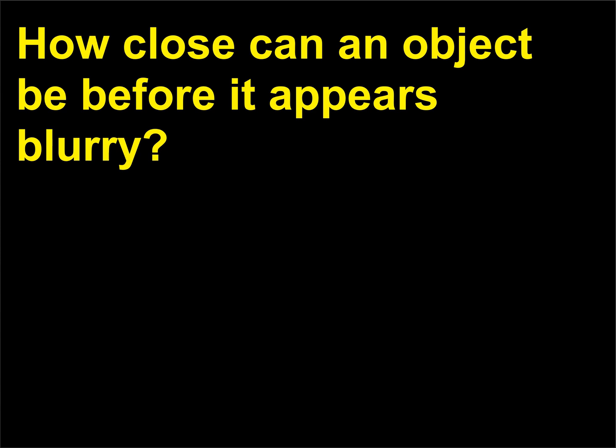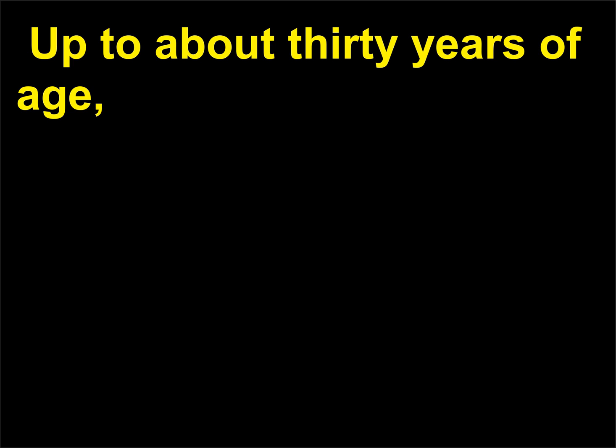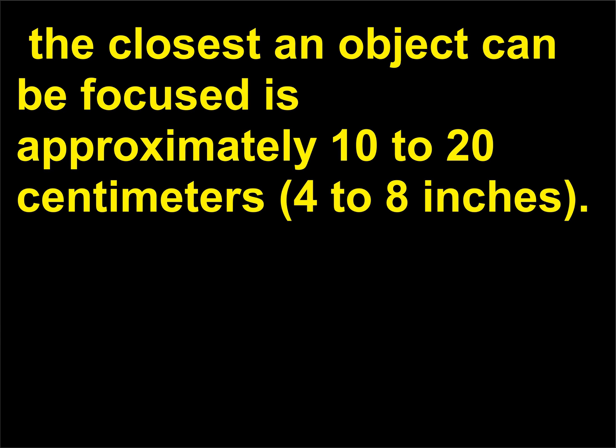How close can an object be before it appears blurry? There is a limit as to how close an object can be to the eye before the lens can no longer adjust its focus. Up to about 30 years of age, the closest an object can be focused is approximately 10 to 20 centimeters, 4 to 8 inches.